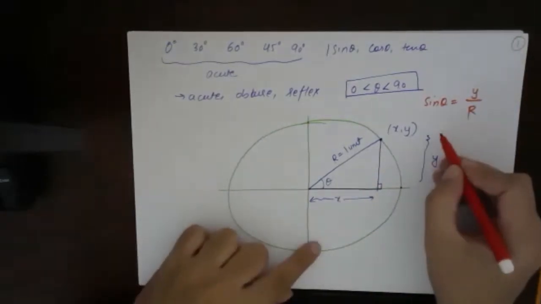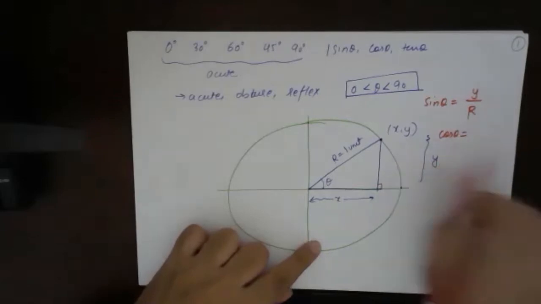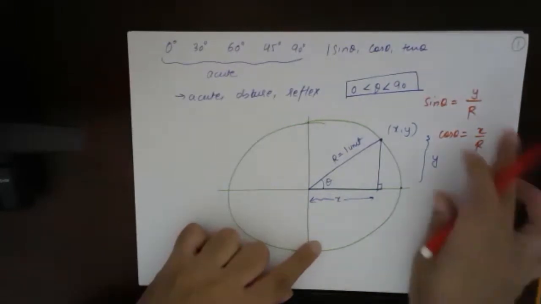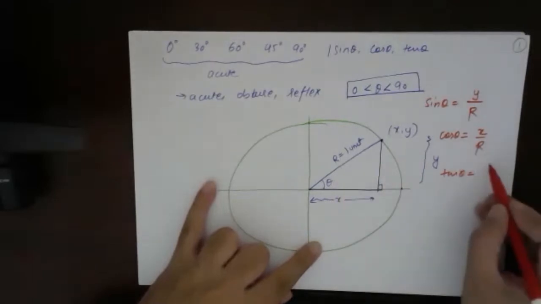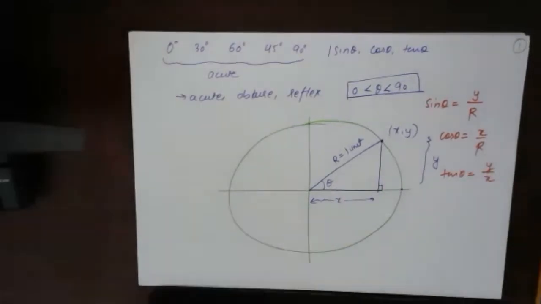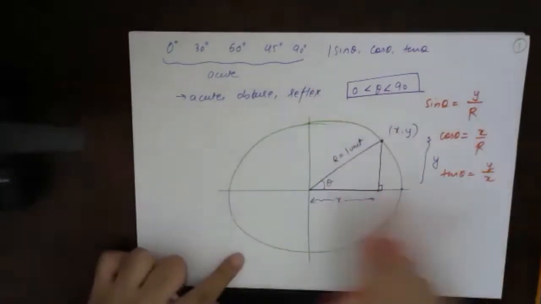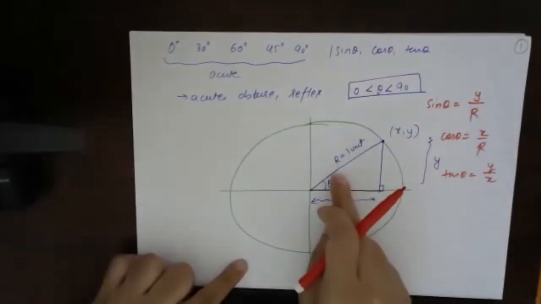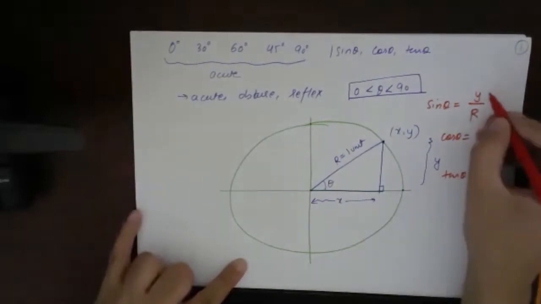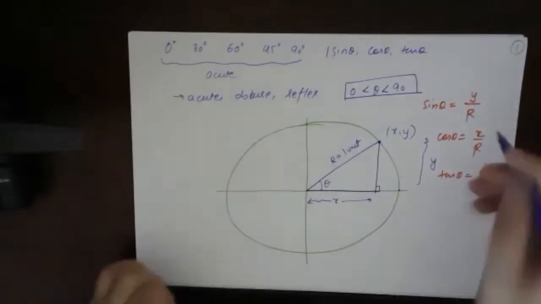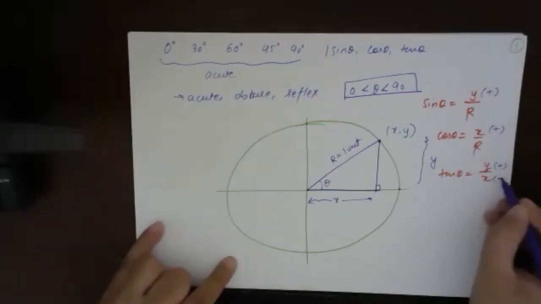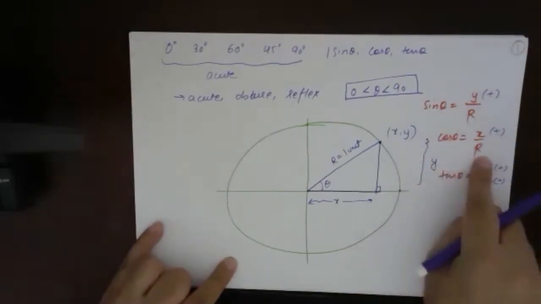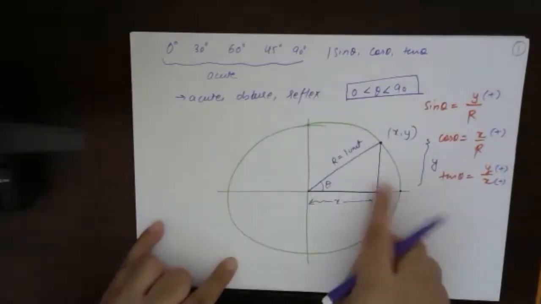Cos of theta will be x upon r. Here r is 1, but even then I am writing it. Tan of theta is equal to y upon x, right? So in the first quadrant between 0 to 90, y is positive and x is positive, so this will also be positive. So sine theta, cos theta, and tan theta are positive between 0 to 90.